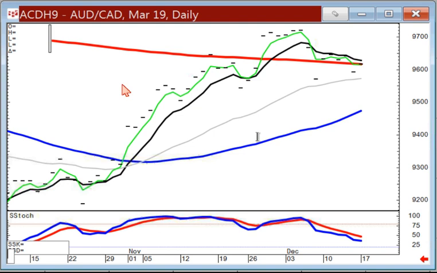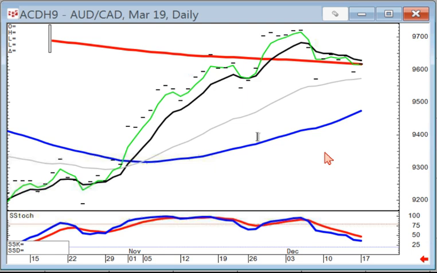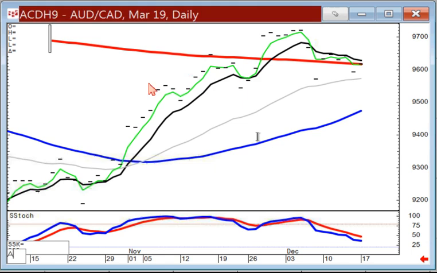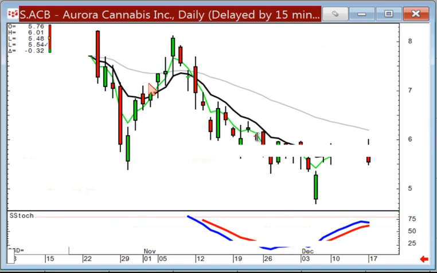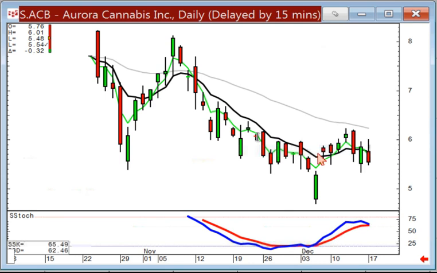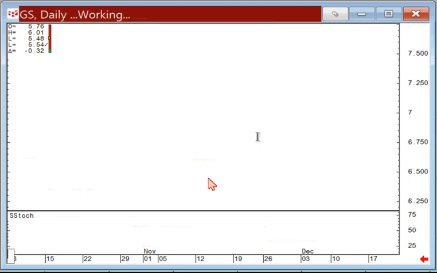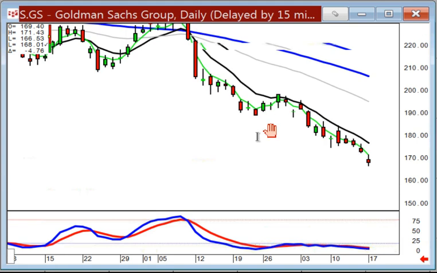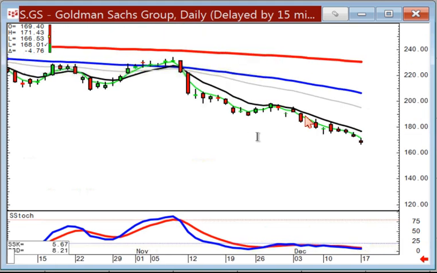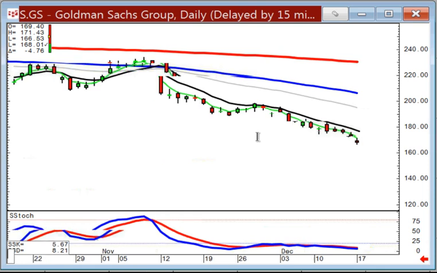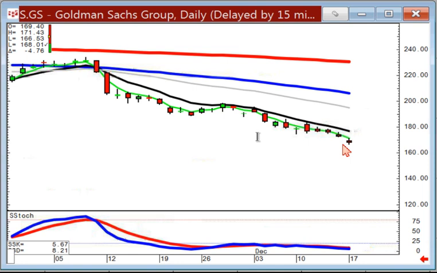ACD, J, is that what you're looking for? Or were you looking for ACB? This one, I wouldn't be long or short right now either. Goldman, usually the big financials will tell you which way the market's going. If you're short, you stay short. Now, what's your little warning here? Today they gapped it down in an oversold area. You start watching for a reversal.